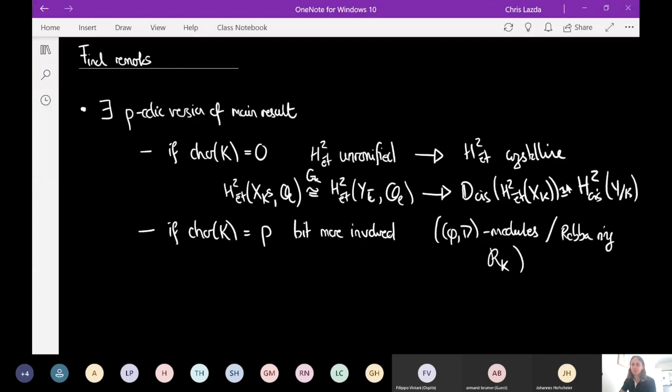And you can also recover statements in characteristic p. I don't want to try and actually give a precise statement, but if you know about these things, they are phrased in terms of Fine modules over the Raynaud ring.